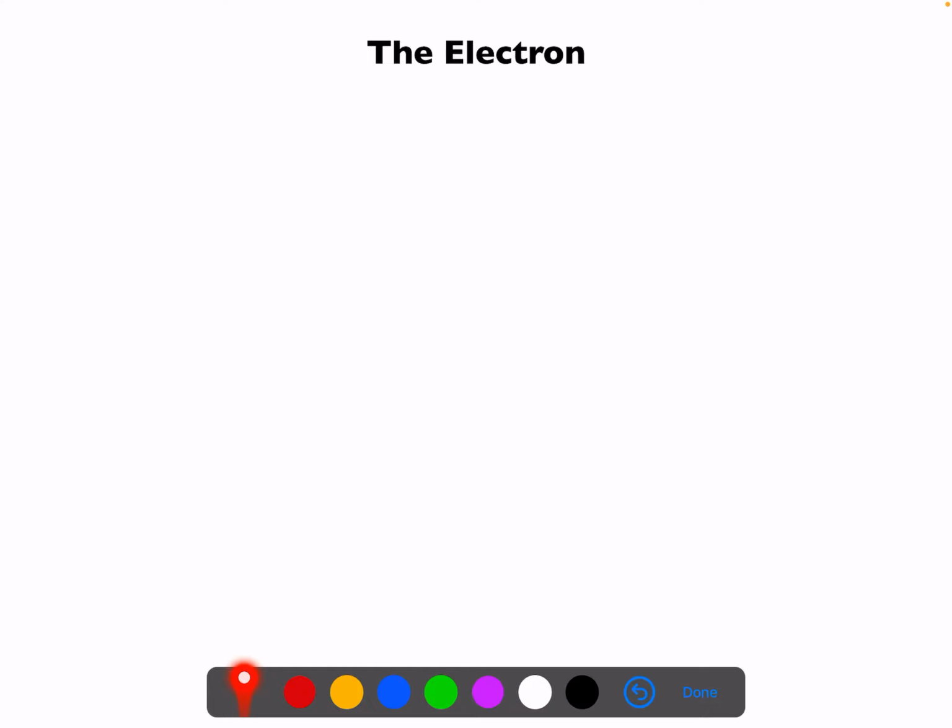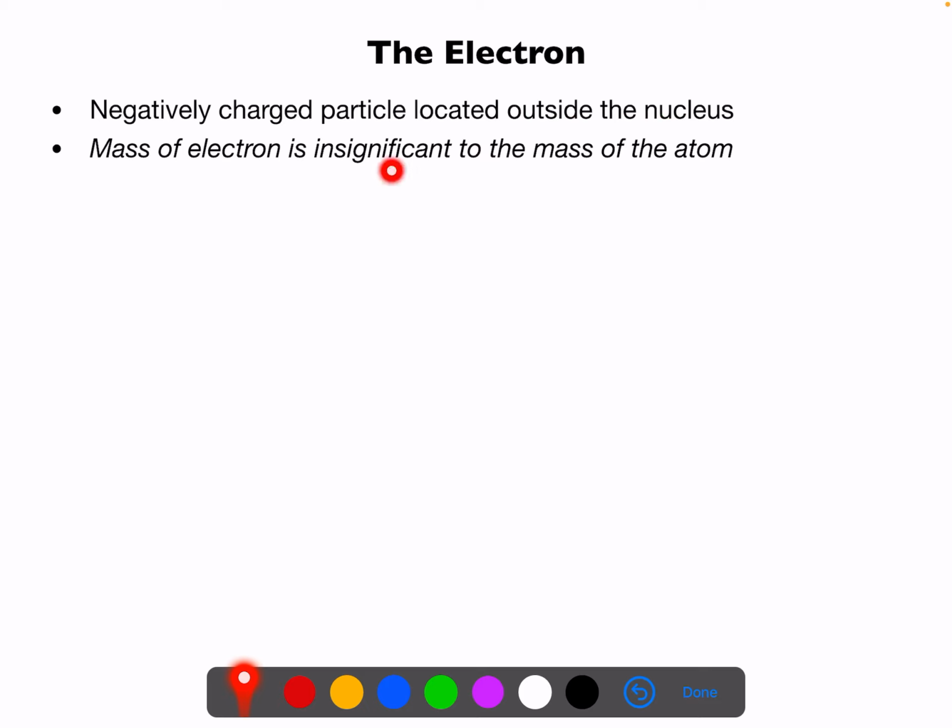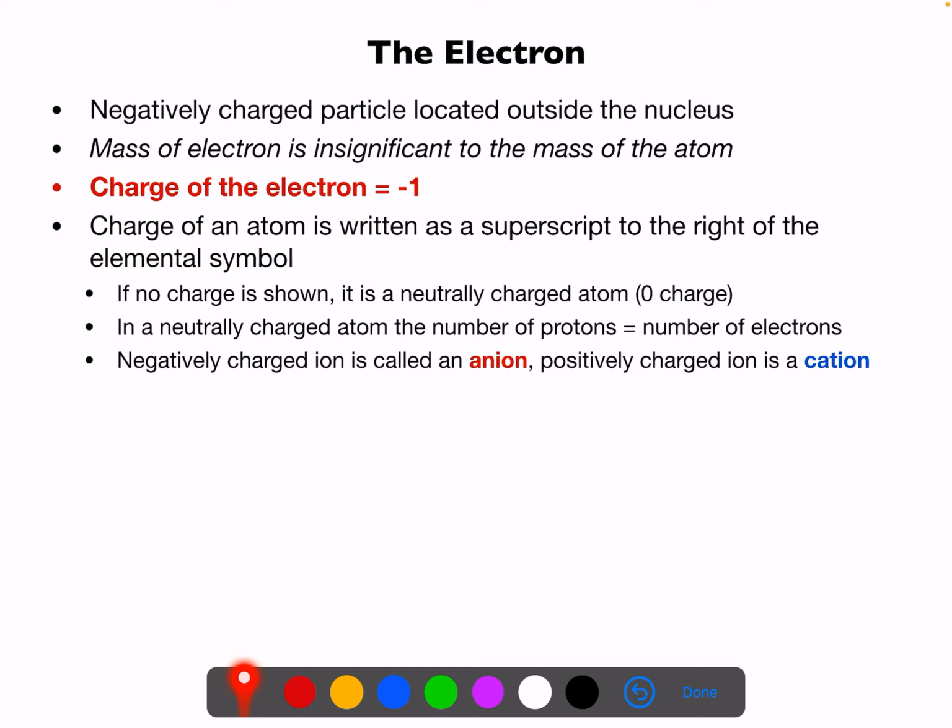Our third subatomic particle is the electron. This is a negatively charged particle located outside the nucleus. The mass of the electron is insignificant to the mass of the atom, so we don't really think about the electron's contribution to mass. It has a charge, however, of -1. And so when we think of the charge of an atom, the charge really comes from the difference between the number of protons and electrons. If there's the same number of protons and electrons, it's a neutral atom. If there's a different number of protons and electrons, then our atom is going to have a charge.